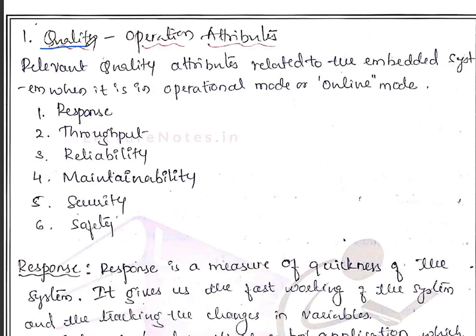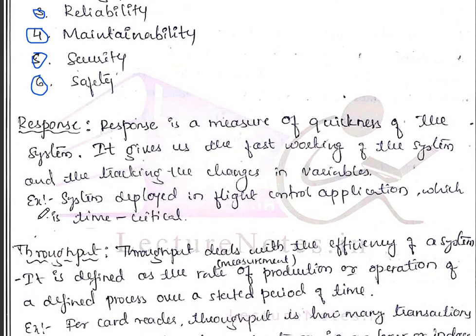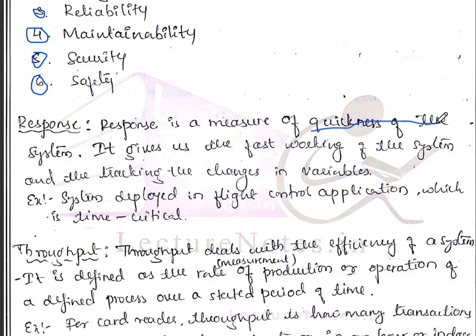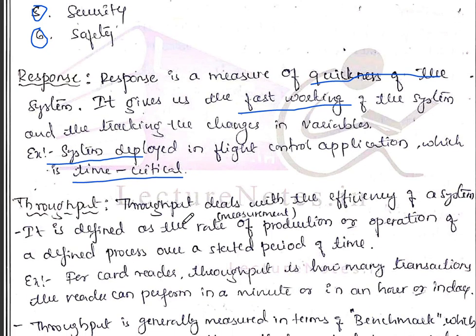So in case of operational quality attributes, you have to write about the operational mode, which is also called online mode, and you have to write about response, throughput, reliability, maintainability, security, and safety. You have to explain each term in detail. So response is the measure of quickness of the system, and it tells us how fast the system is working. Example would be a system deployed in flight control application, which is time critical, which means the response is immediate.